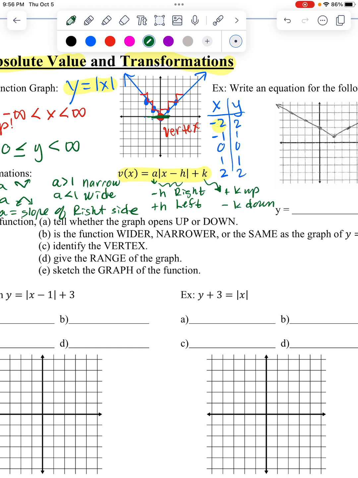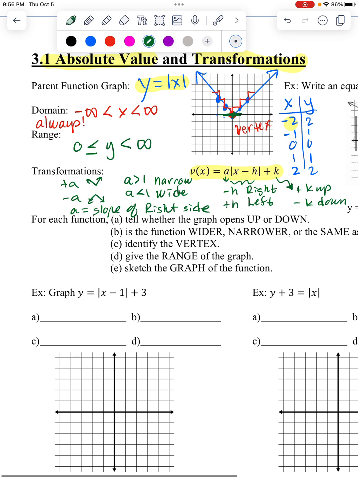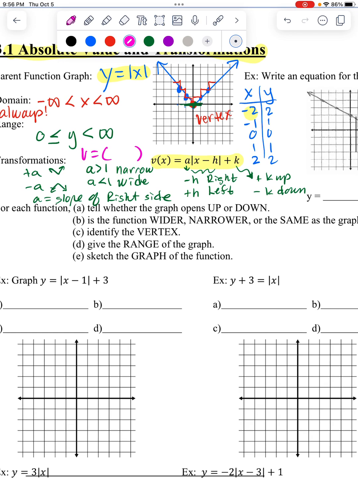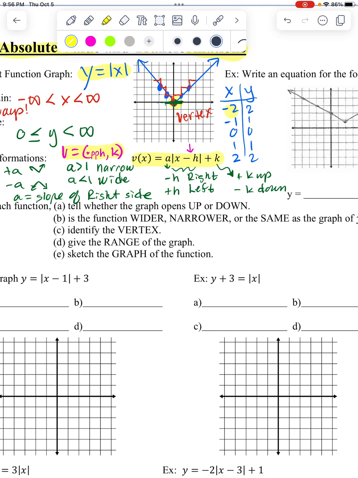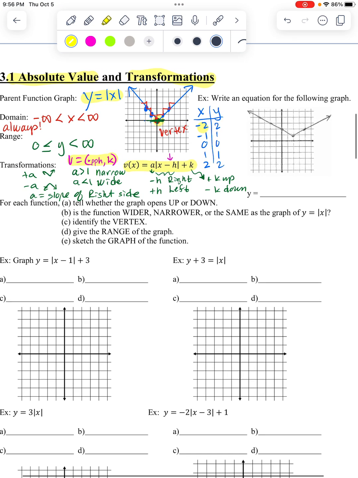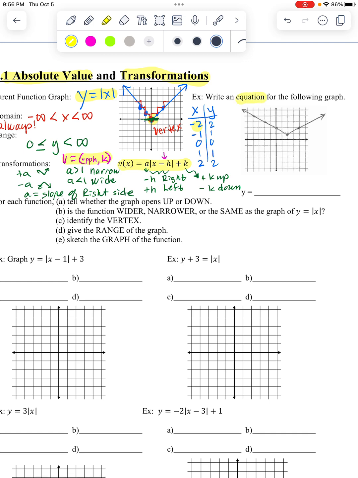So moving it up, down, left, right is going to move all the points, and it's going to move that vertex. So probably the easiest point to find is the vertex. It's just an eyeball activity, similar to what we did with parabolas. You're going to be looking at the opposite of the H, so the opposite of whatever you see for H, and then the K as it appears. That's going to give you that kind of starting point, the vertex, where the two little arrows meet, creating that V shape.